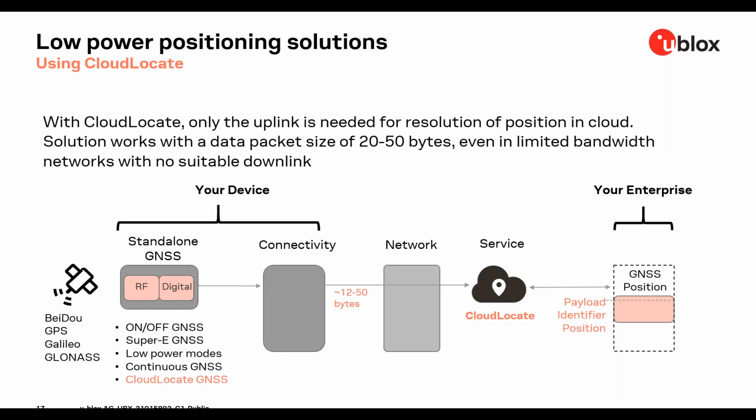Next slide. Well, in CloudLocate, we really change the paradigm. We just use the receiver as a measurement device, and then we send the measurements to the cloud, and the cloud will calculate the position and make it available to the enterprise of the customer. Now you can see here that the connectivity goes only one way, so only uplink is necessary. There is no need to have downlink in this architecture, and the payload can be from 12 to 50 bytes when using the new GNSS protocol. So it's a very, very compelling offer.